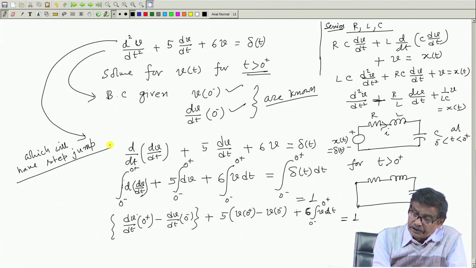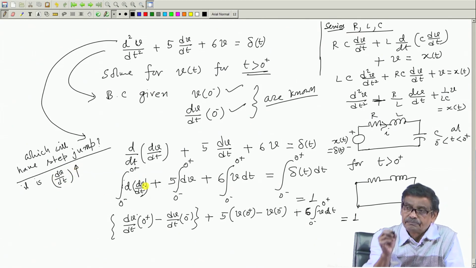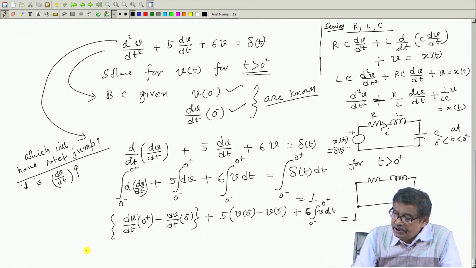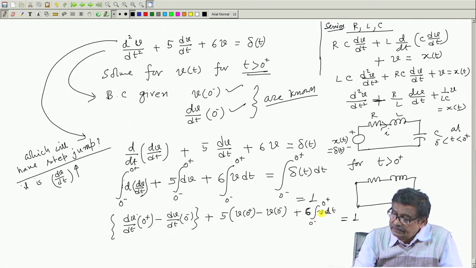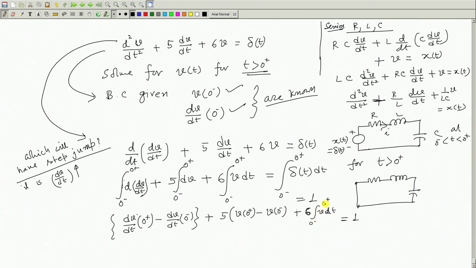So, which will have a step jump? dv/dt will have a step jump. V will not have a step jump. Then this integral of v dt over 0 minus to 0 plus, as the interval becomes so small, will eventually be 0.